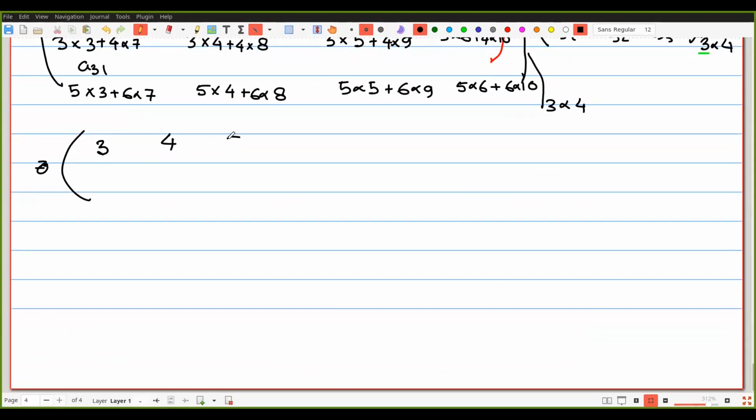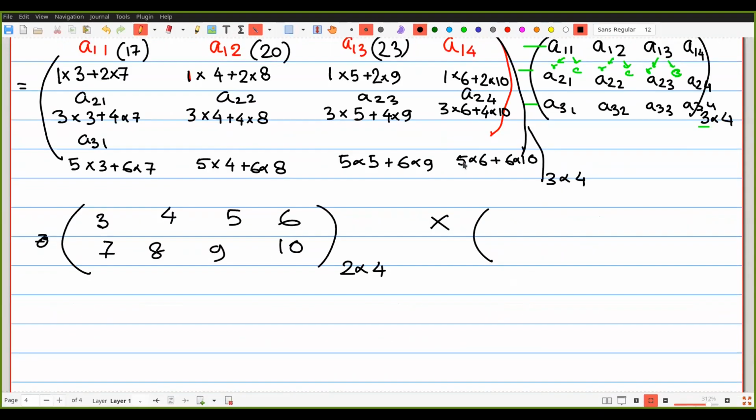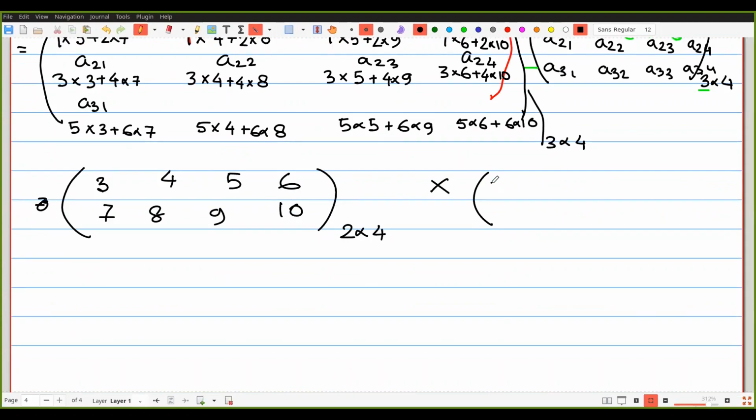3, 4, 5, 6, 7, 8, 9, 10. That is 2 cross 4. Another one was 1, 2, 3, 4, 5, 6. That one is originally 3 cross 2. We know that is not possible because 4 is not equal to 3. Wrong. But what is happening?